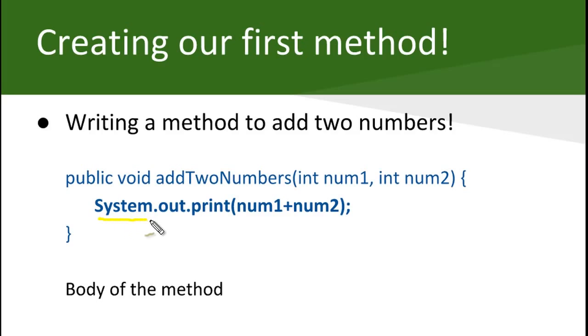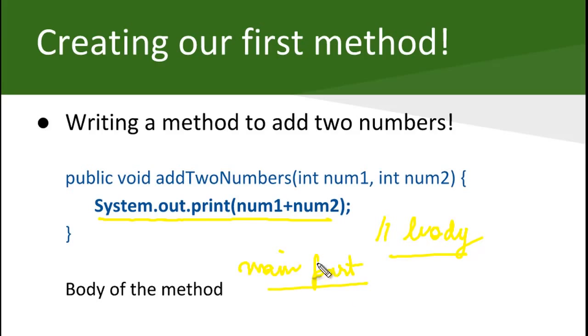And as you might have guessed, this part here is the body of the method. This is the main part where the method performs its action. It took two numbers, two arguments or parameters as we discussed, and it did something to them. What that something is will be specified in the body. Whatever it will do will come in the body.